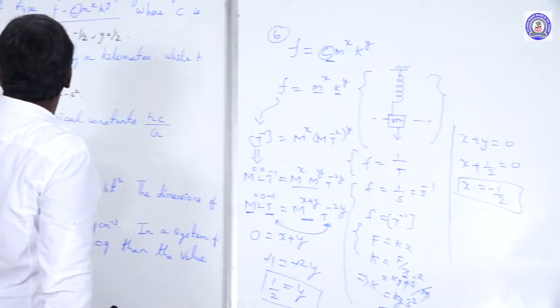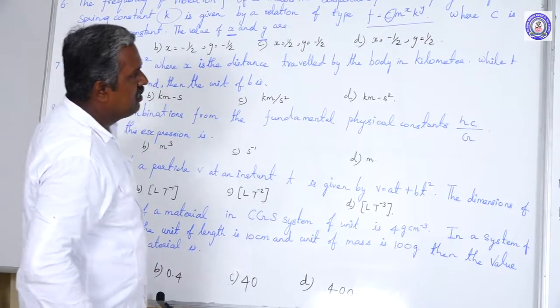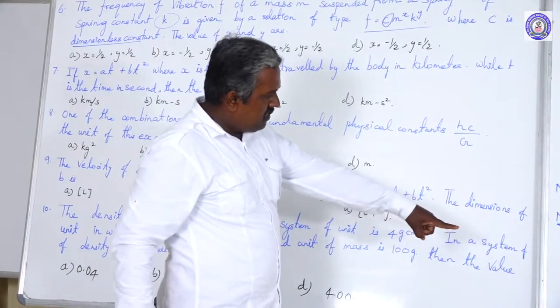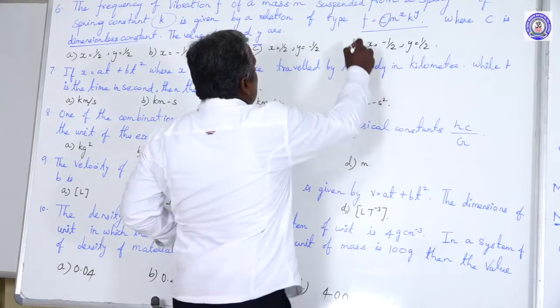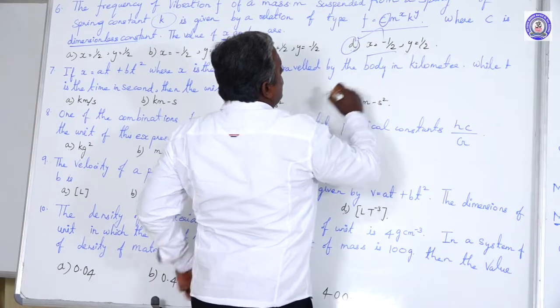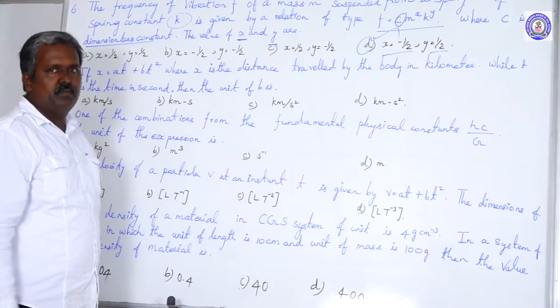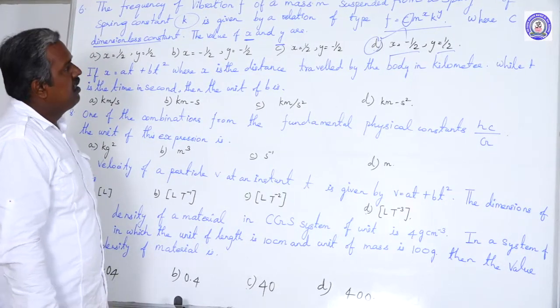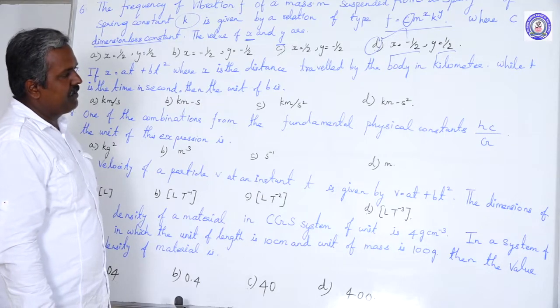So the option is y is equal to 1 by 2, x is equal to minus 1 by 2. Okay. X is equal to minus 1 by 2, y is equal to 1 by 2. Fourth option. Clear? That's all. Clear?